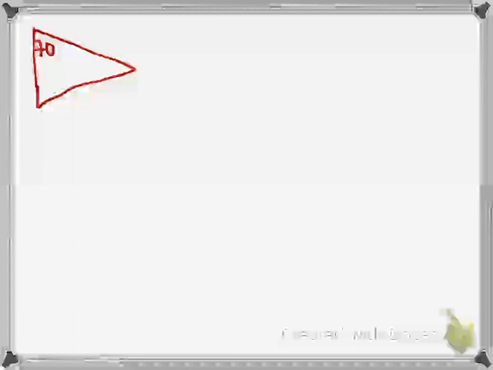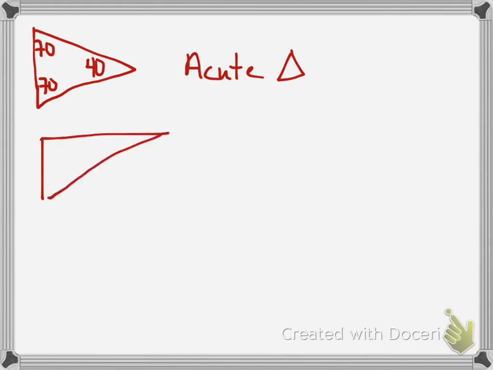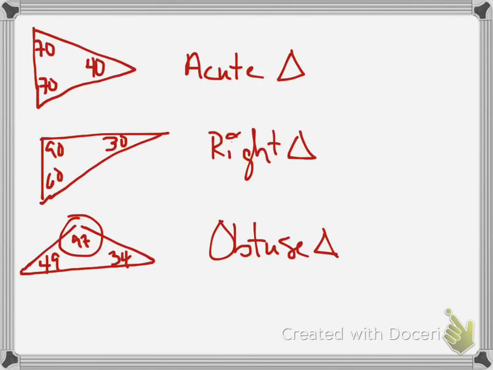Okay, so what does that mean? Well, let's look. If I gave you something like this, what would you call that? You would call that an acute triangle because all 3 angles are acute. How about this one? Because of the 90 degrees, you would call that one a right triangle. And this one, because of the 97 degrees, you would call it an obtuse triangle. So you can see there's not that much to it. It's just basically look at the angles, try to find the one that fits the best, and then go from there.